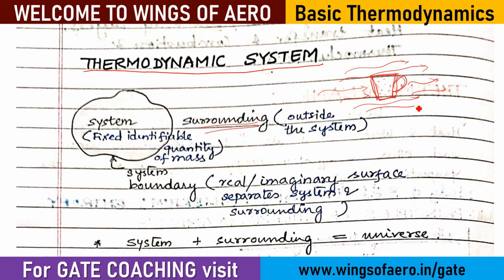So I hope you understood the difference between the system, the entire thermodynamic system. Now this boundary, sometimes it can be a real boundary or it can be imaginary, which separates the system and surrounding. Here is a system, here we have our hot tea, right? And here is the surrounding, which separates the two things: one is a system and one is the surrounding.